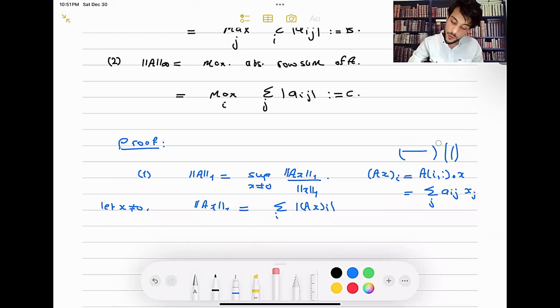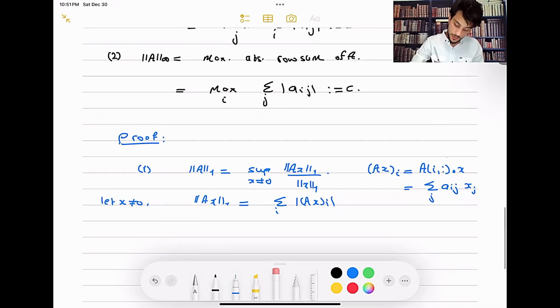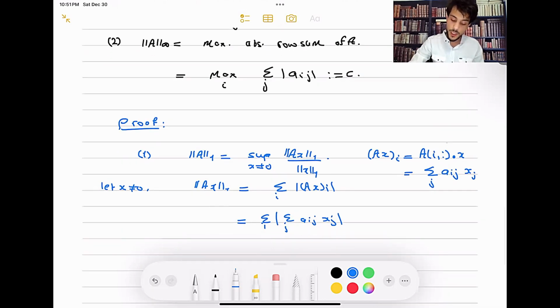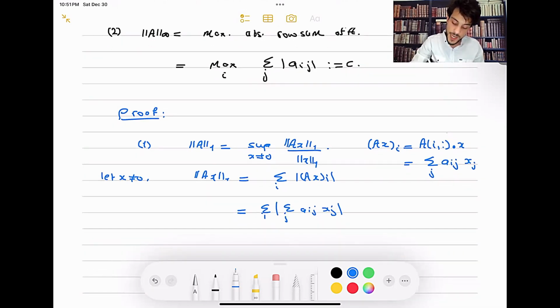Okay, so if we go on and proceed with this and put the things in their values, we have the following, where we have here an absolute value. So now it's standard to use the triangle inequality. So let us do that, and we get this thing.